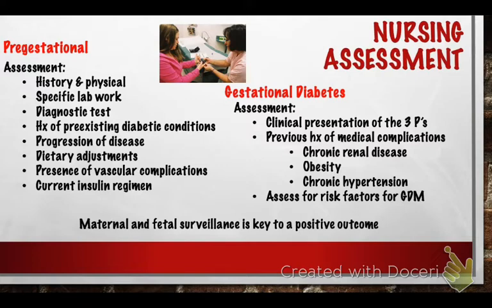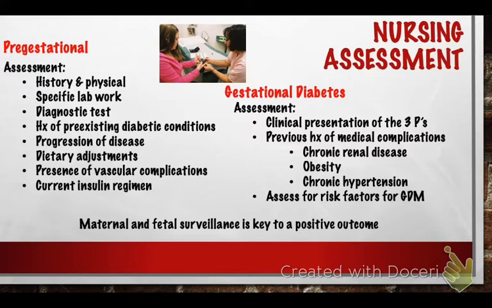Gestational diabetes basically is defined as glucose intolerance with its onset only during pregnancy. And that's usually when it's first detected. We want to maintain tight control for pregnant women.